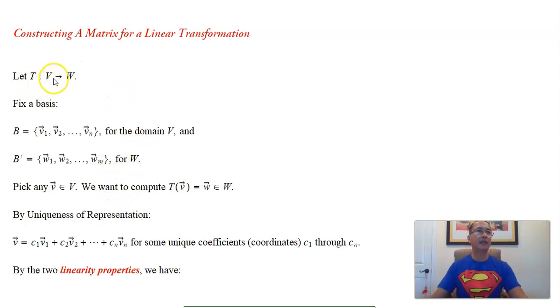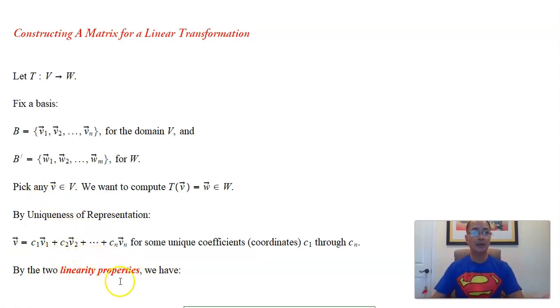Now close your eyes and pick any vector from the domain V. Call it little v as usual. Our goal is to compute T of V, which is some vector W from the codomain, capital W. Step 1. Because V is from the domain, we can find the coefficients of V with respect to the basis B. So this vector together is what we were calling the coordinate vector of V with respect to capital B.